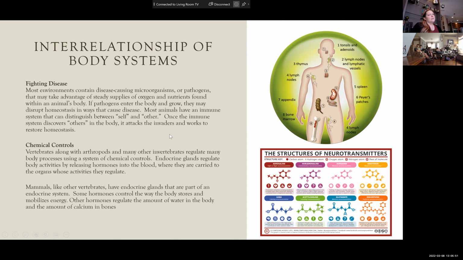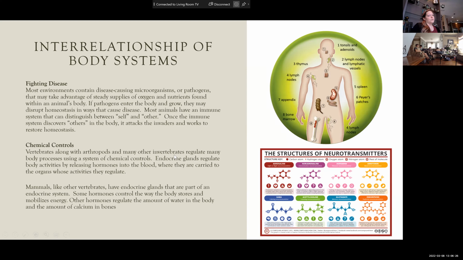So most environments contain disease-causing microorganisms, pathogens, right? And if pathogens enter the body and grow, they can disrupt your homeostasis. So most animals have immune systems that can distinguish self from other. If you have an immune system that has a problem distinguishing self from other, and it thinks self is other, you have an autoimmune disease. That's what that is. It says, oh, I don't recognize that that's me. And remember, I talked about how the jelly stuff inside your vertebra is not ever meant to come in contact with your body. So when it does, your body sees it as other, right?